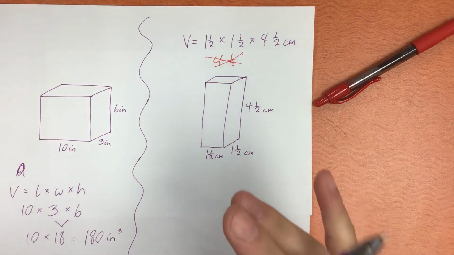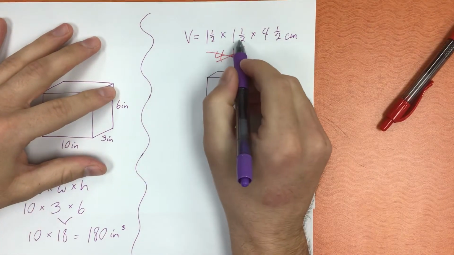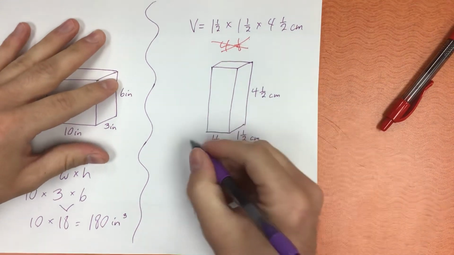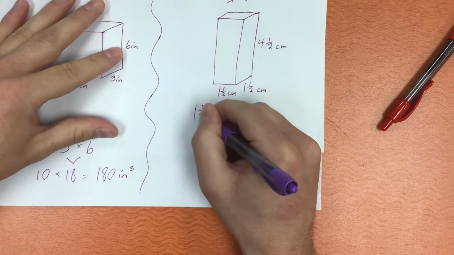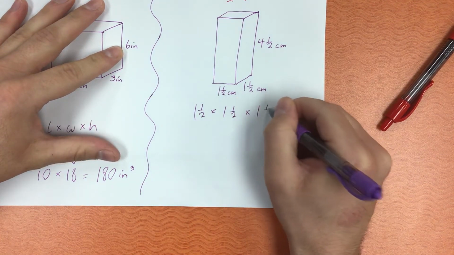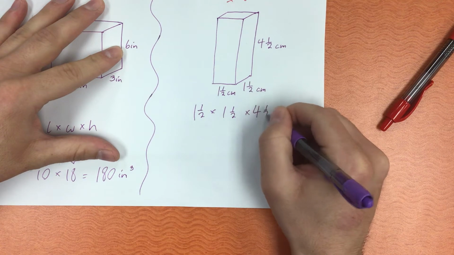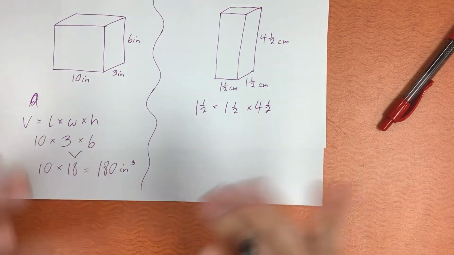You have to remember that when you're multiplying these things, you have to multiply all the pieces together completely. If I'm being honest, the easiest way to do this is to convert all of these into decimals. So down here, I'm going to do the same thing: 1.5 times 1.5 times 4.5.